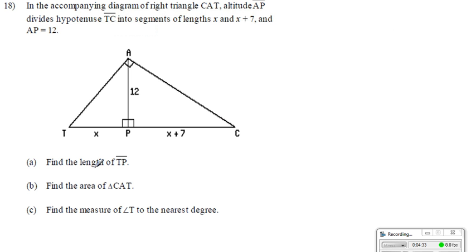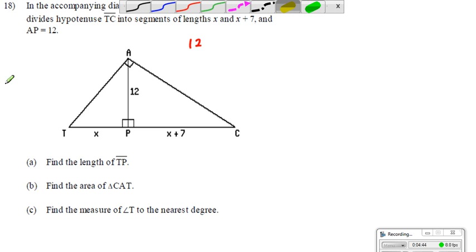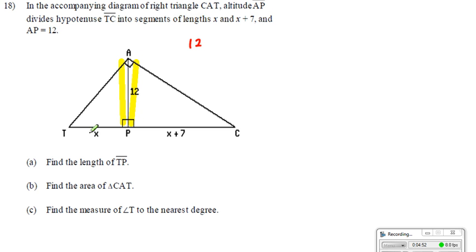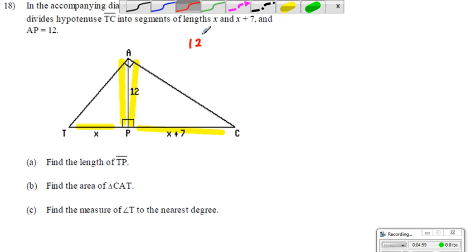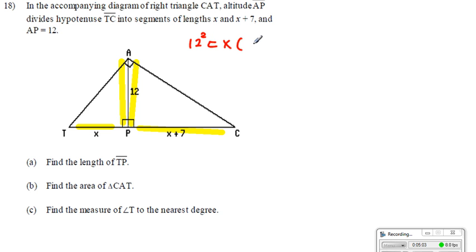Alright, let us look at number 18 here. Same thing. The ratio which we can set up, by the smiley face method, is that 12 squared is equal to the left side line segment times the right side line segment. So that's basically what we're looking at here. So we have 12 squared equal to x times x plus 7. Now, that means we have 144 equals x squared plus 7x. By subtracting 144, we get 0 equals x squared plus 7x minus 144.